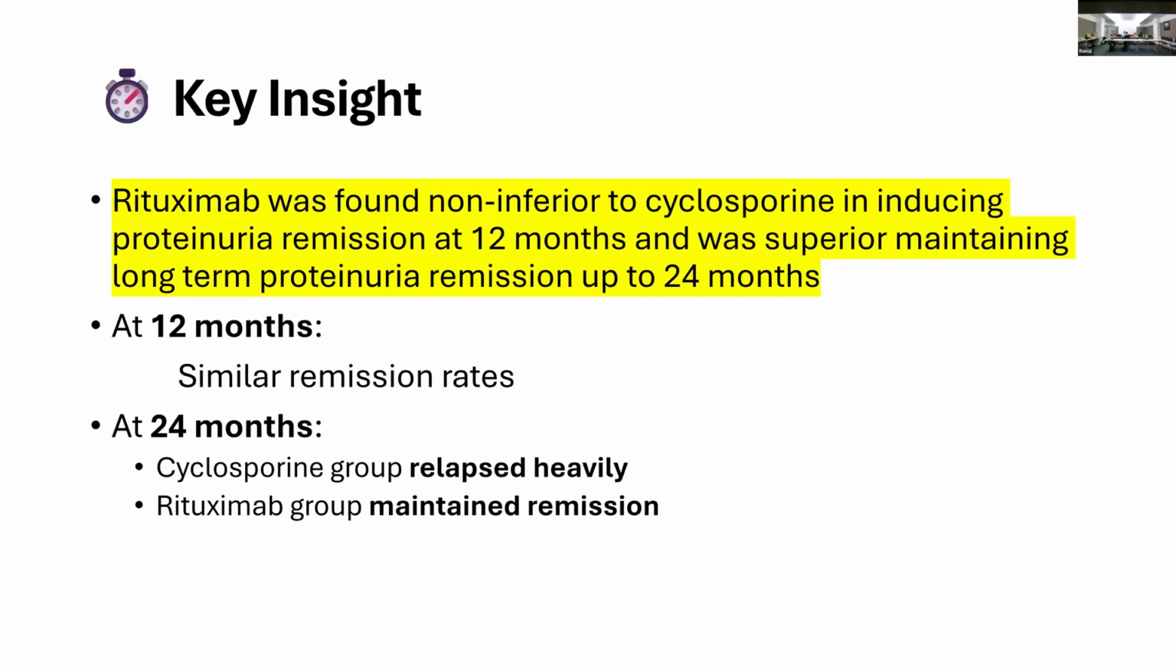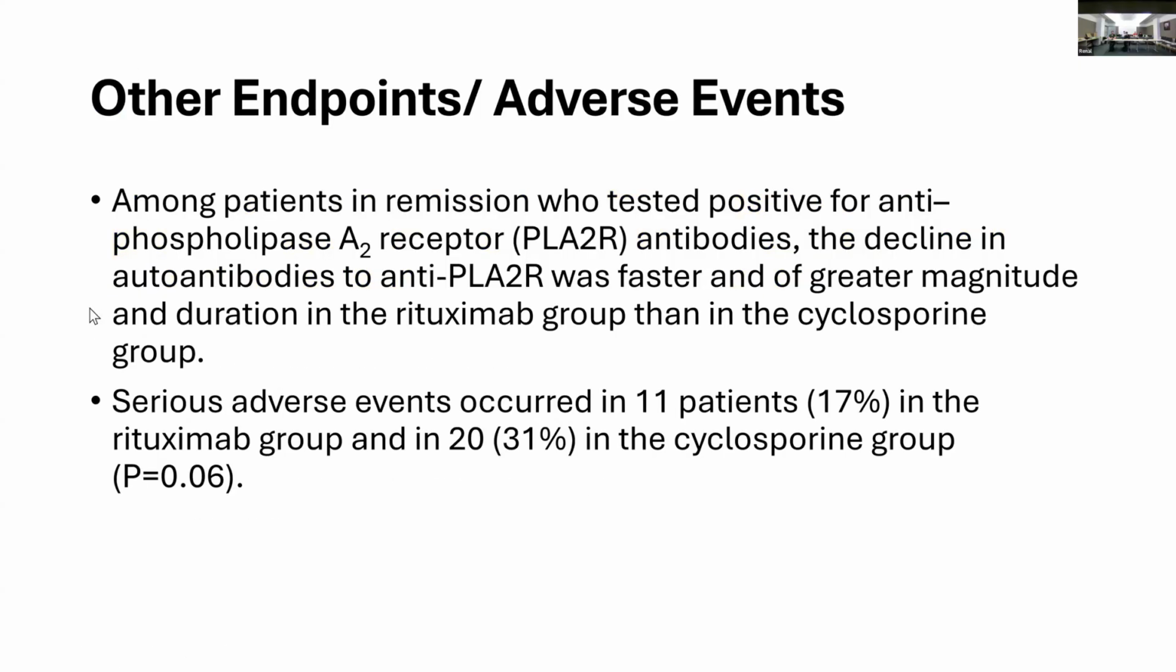So the key insight from this and the big conclusion was rituximab was found to be non-inferior to cyclosporin in inducing proteinuria remission at 12 months. And then it was found to be superior in maintaining long-term proteinuria remission up to 24 months. And they didn't really study beyond that, so we don't really know what the numbers would be at that point. And then we saw the cyclosporin group relapse pretty heavily. And then they looked at the other endpoints.